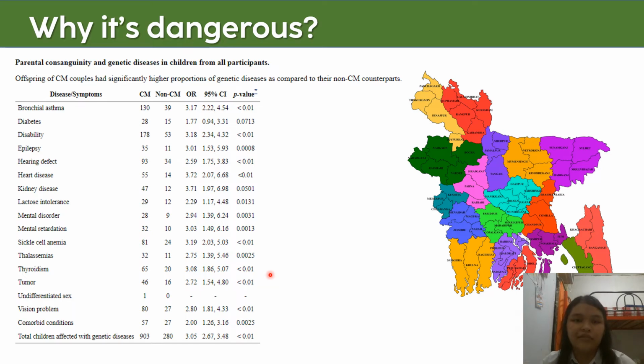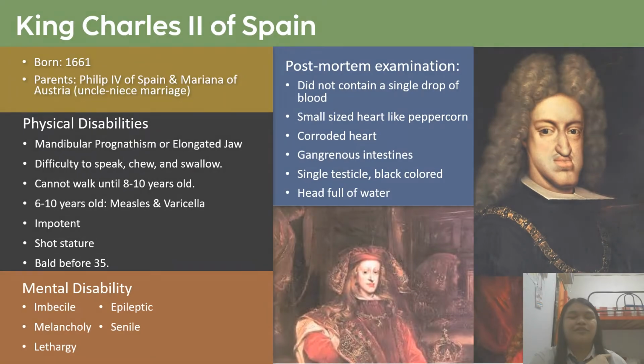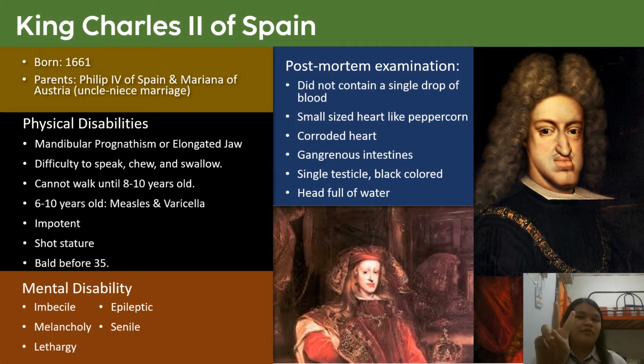And now after this, we will see another proof from the royal family itself. Stay tuned. First one is King Charles II of Spain. He is known as the Bewitched because of his appearance, but we don't want to call him that because he's a human too. Basically, we have to respect him.